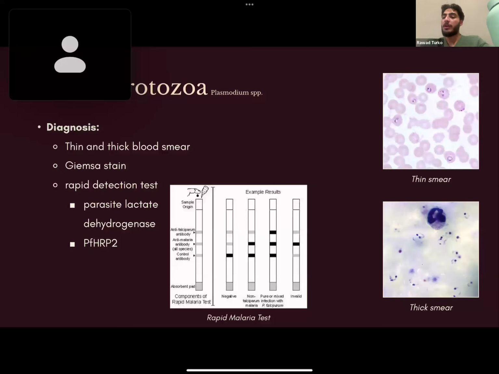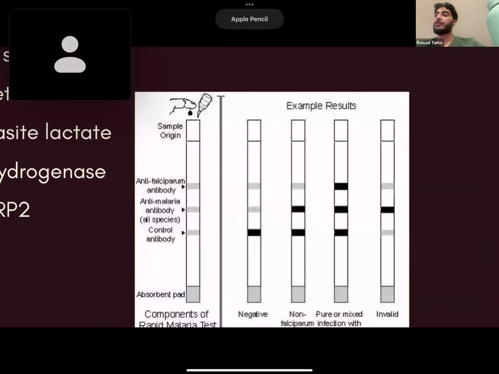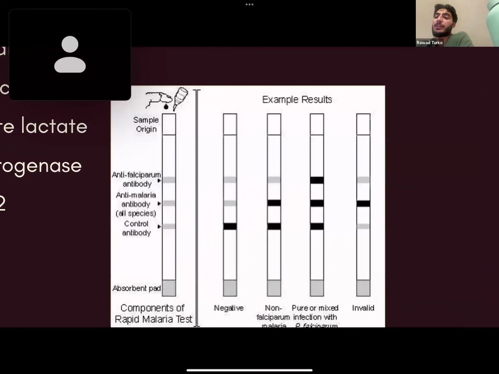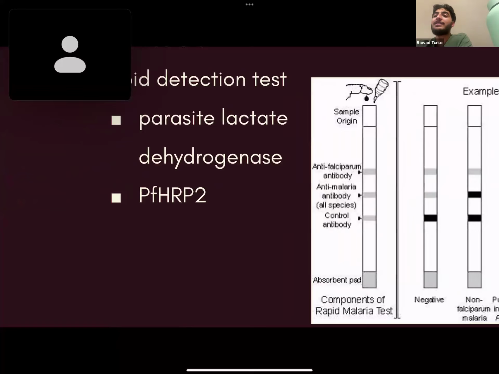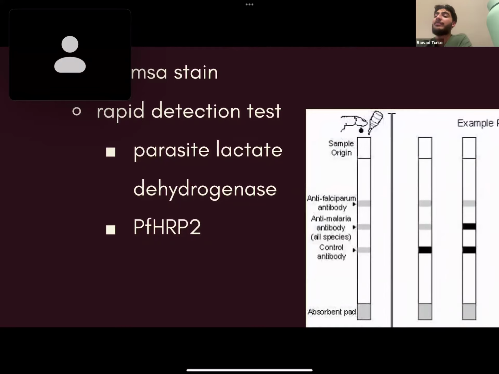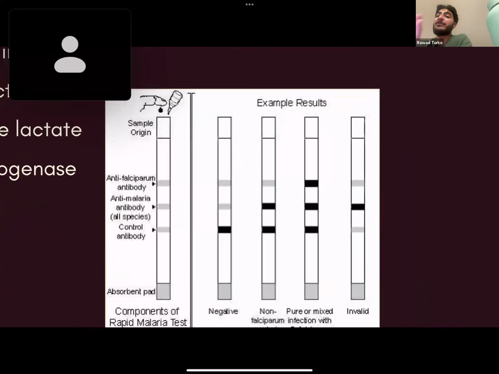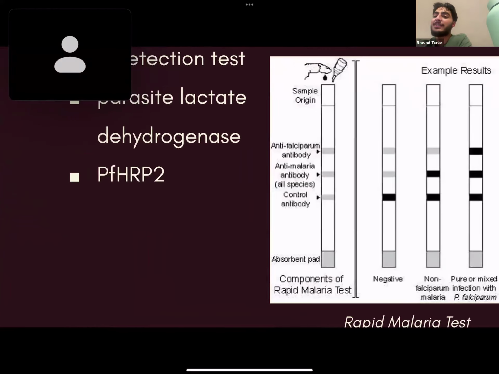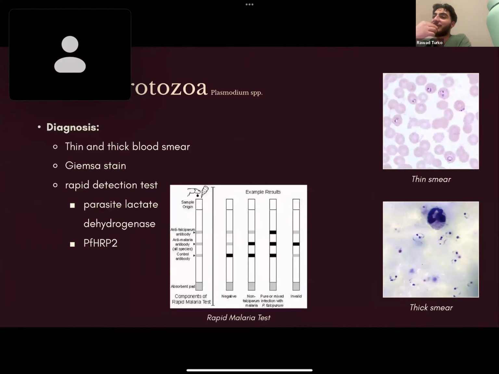Okay, that's all right. So again, we have these three bands right here. I'm not sure why my pen is not working, but I'll just zoom in. The first one is the control band. The second one is the anti-malaria antibody. That means it's antibodies against all types of Plasmodium species, whether it be malariae or falciparum or vivax or ovale. These are antibodies against parasite lactate dehydrogenase, and that's because obviously all of the Plasmodium species have this lactate dehydrogenase. And the third one is specific for falciparum. And why is that? That's because it contains, who can tell me? I just pointed it out, so it should be pretty simple.